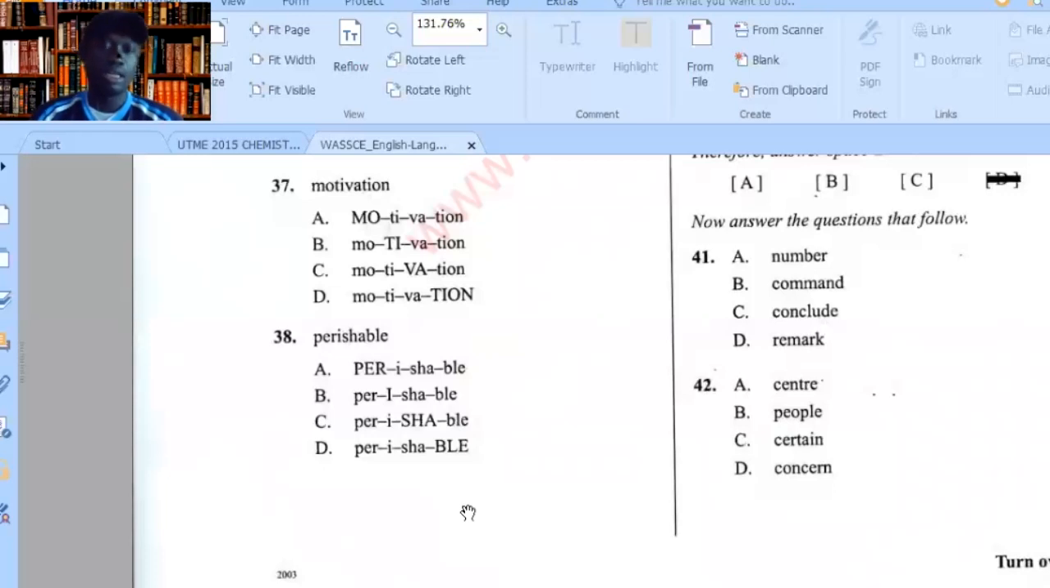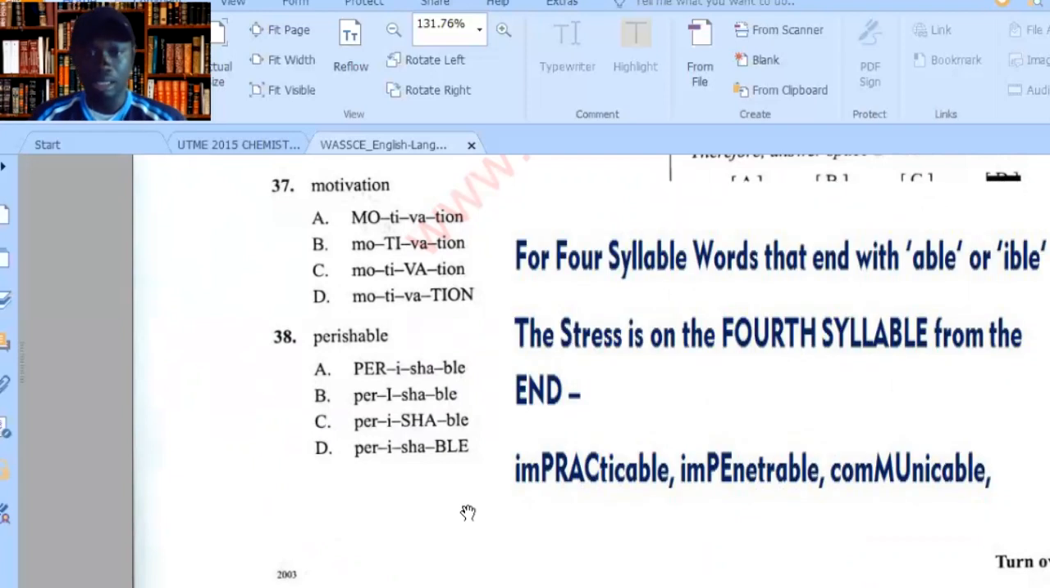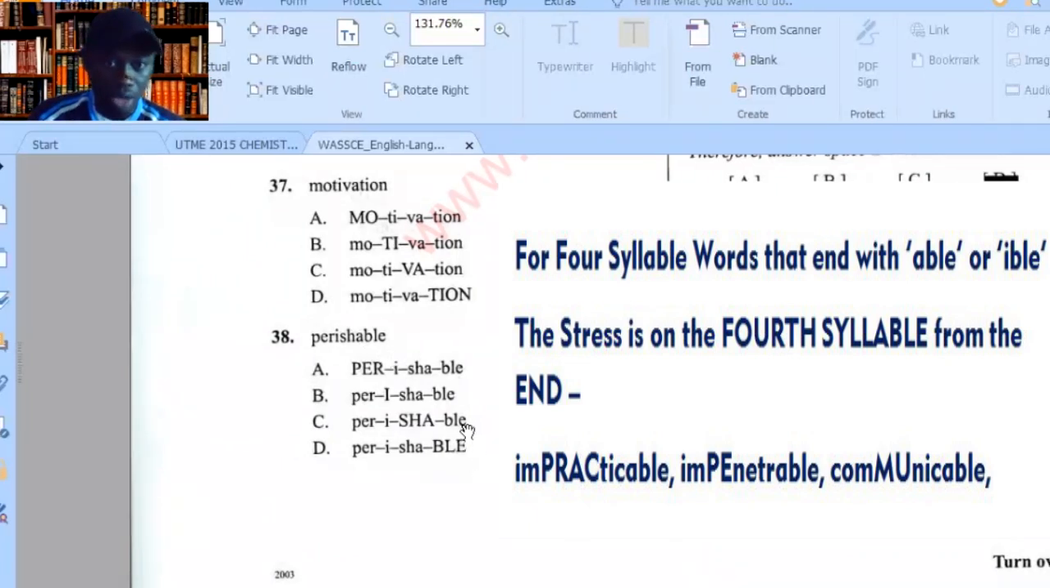Question 38. For 4-syllable words that end with the letters A-B-L-E or I-B-L-E, the stress is on the 4th syllable from the end. That means the first syllable. The stress is on the 4th syllable from the end. So we count 4, 1, 2, 3, 4. The stress is on the pa. So the correct option here is A.